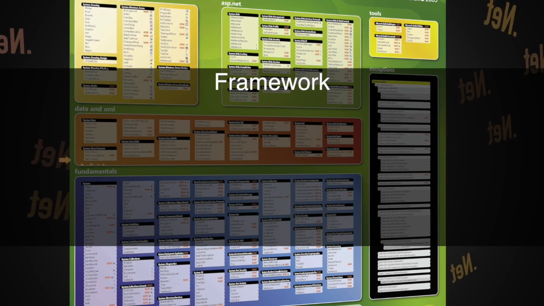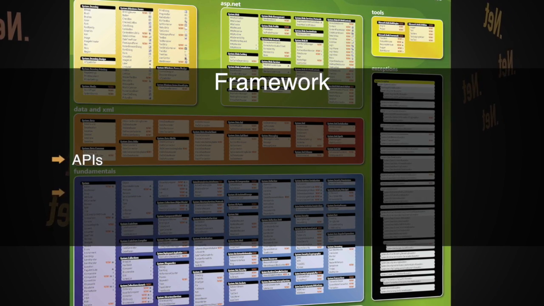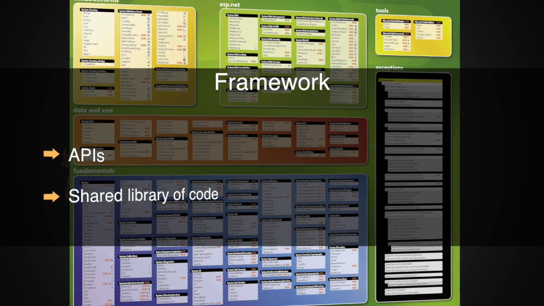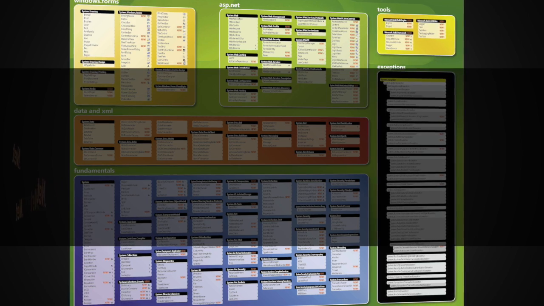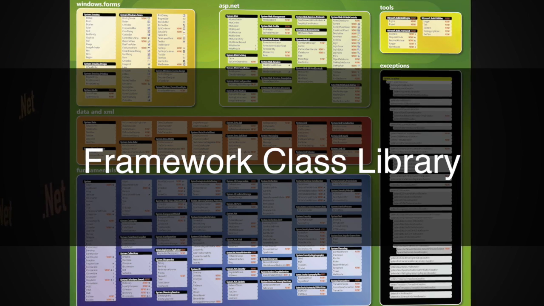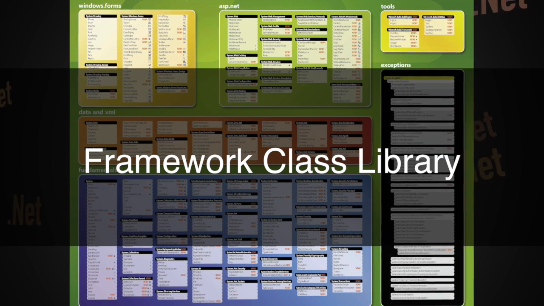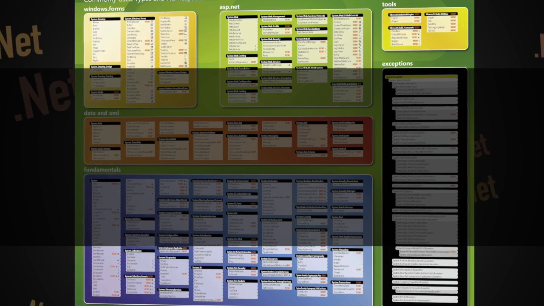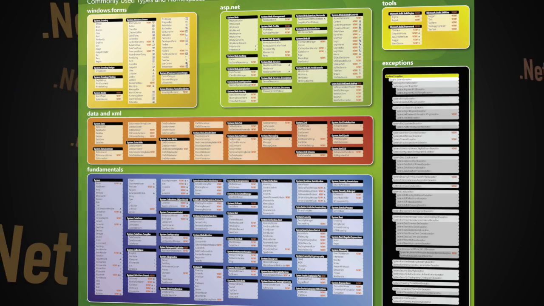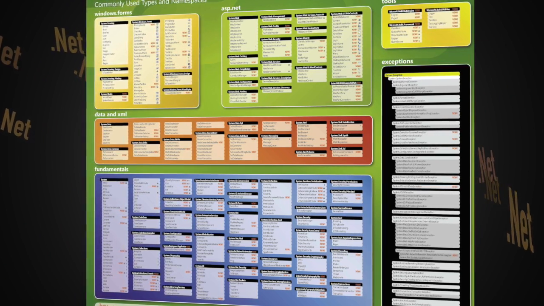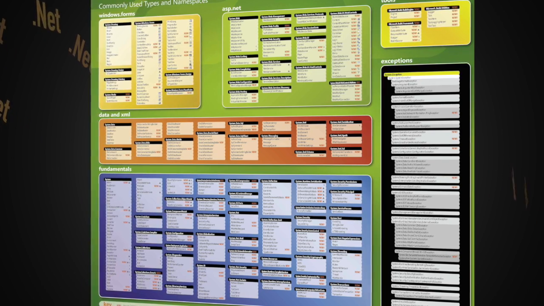A framework in programming terms is really a collection of application programming interfaces, or APIs, and a shared library of code that developers can call when developing applications, so they don't have to write the code from scratch. In the .NET Framework, that library of shared code is named the Framework Class Library, or FCL. The bits of code in the shared library can perform all kinds of different functions. The .NET Framework contains tens of thousands of pieces of shared code. This shared code makes the lives of developers much easier because they don't have to reinvent the wheel every time their applications need to perform some common function.